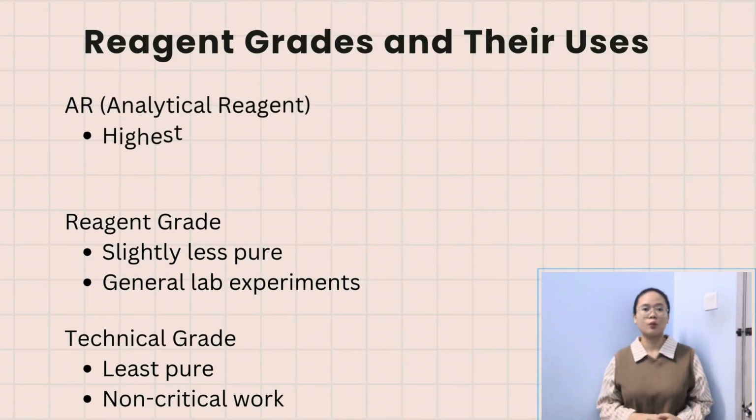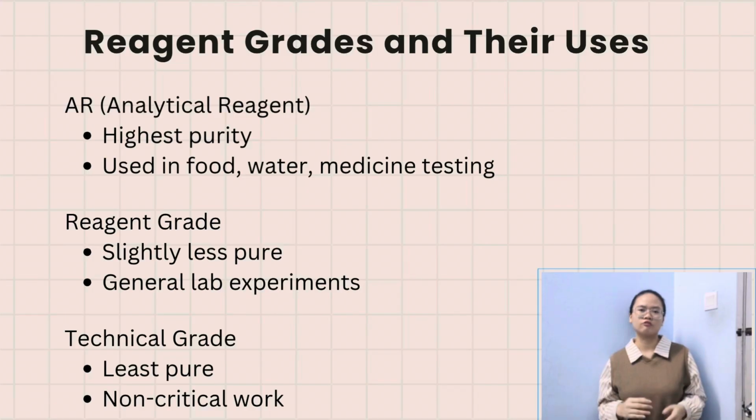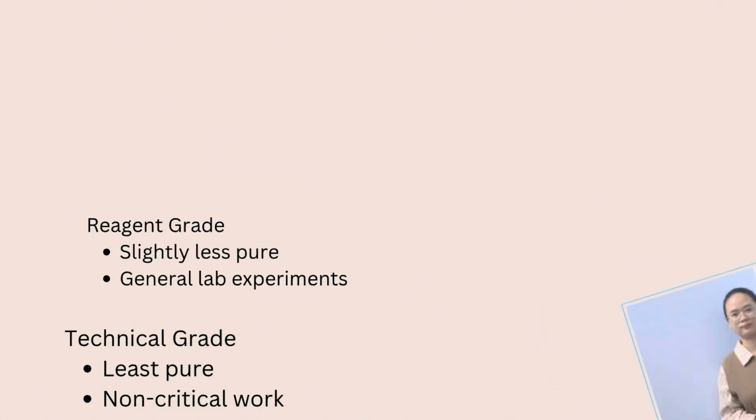Besides clean tools, we also need high-purity chemicals called reagents to make sure our tests are reliable. There are three common reagent grades. The highest is AR grade, which stands for analytical reagent. This is used for very sensitive tests such as testing for toxins in food or chemicals in medicine. Reagent grade is slightly less pure, but still good for general laboratory use. And lastly, technical grade is the least pure, used in industrial processes or where precision is not critical.